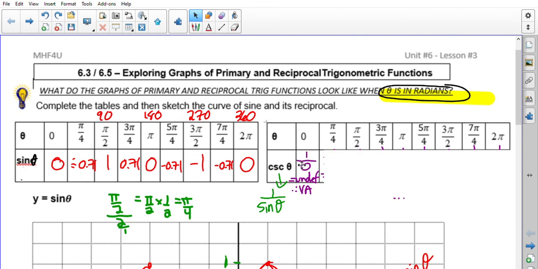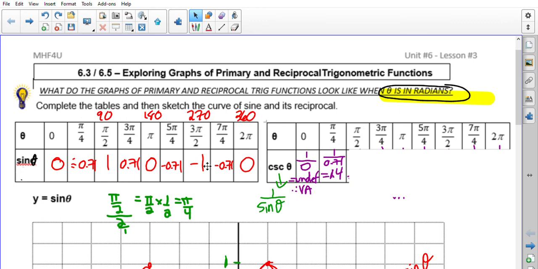That will give you 1 over 0. Remember, any number divided by 0 is considered undefined. So that indicates to us that there is a vertical asymptote at theta equals 0. All right, next we're going to do 1 over sine at pi over 4. That's 1 over, and you can just get your values from over here, 1 over 0.71, so it's roughly about 1.4.